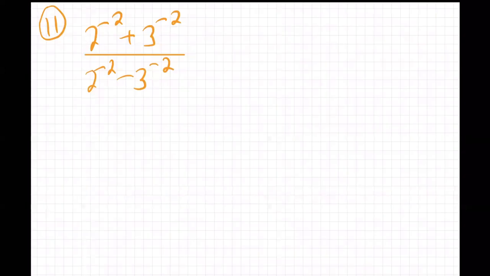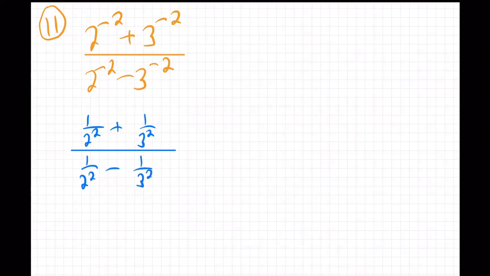Okay, so on this problem, we have some negative powers. And remember, negative powers need to jump right where they're at. So in other words, this is going to become 1 over 2 squared plus 1 over 3 squared, over 1 over 2 squared minus 1 over 3 squared, like that.